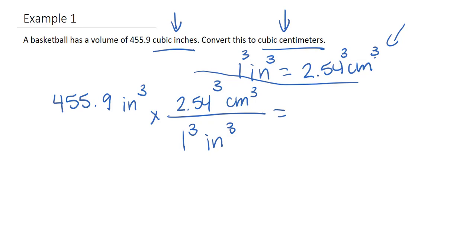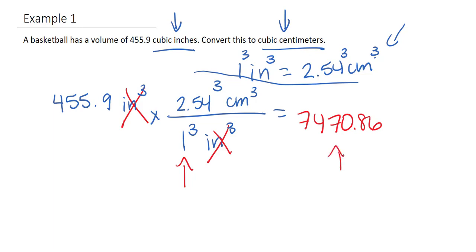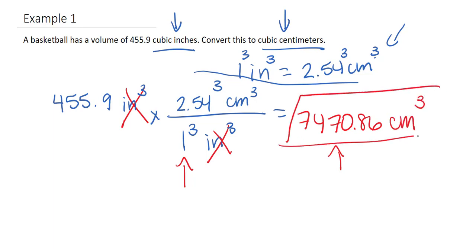So as our answer, we go 7,470.86. Now, this can cross out, right? Our units cross out. Notice we didn't care to divide by 1 because dividing by 1 will just be this number, right? It just is the number itself. So we're just going to leave it as is, like this. And we have cubic centimeters. So that's our solution.